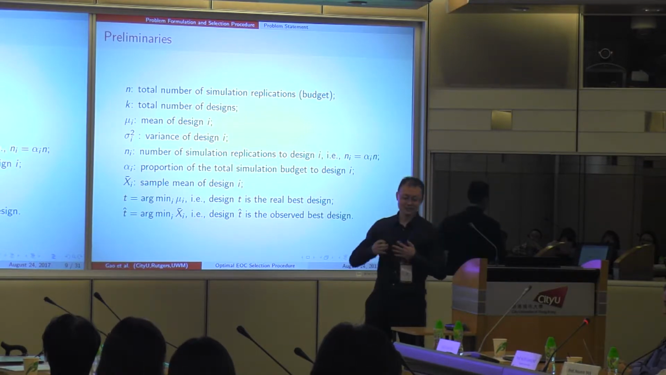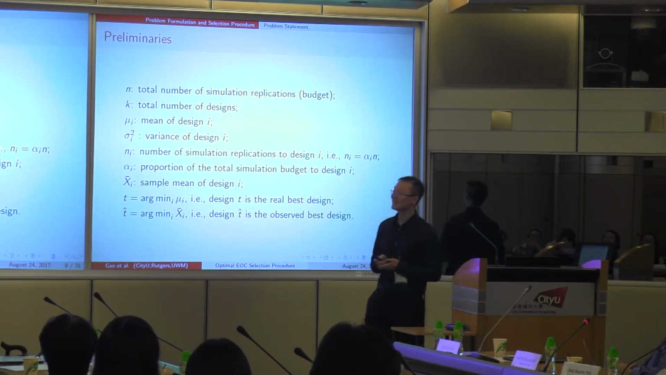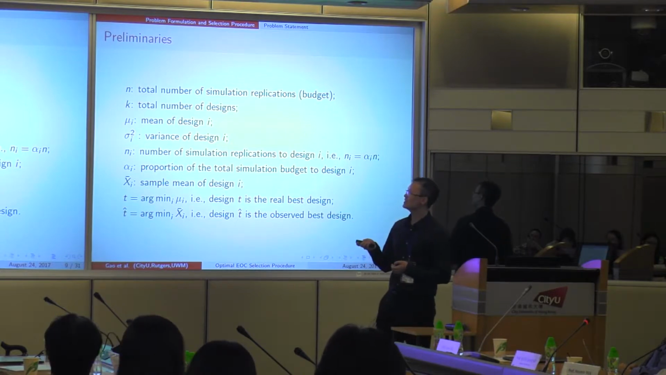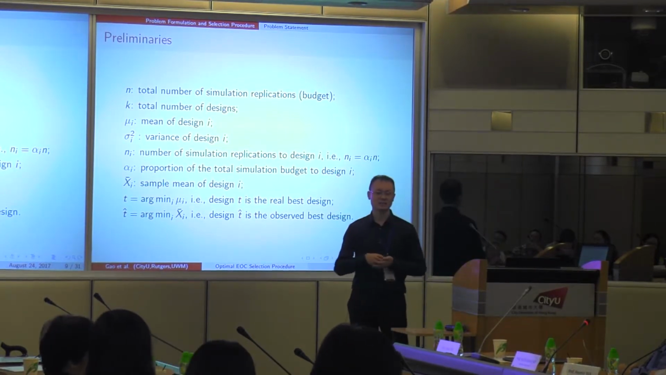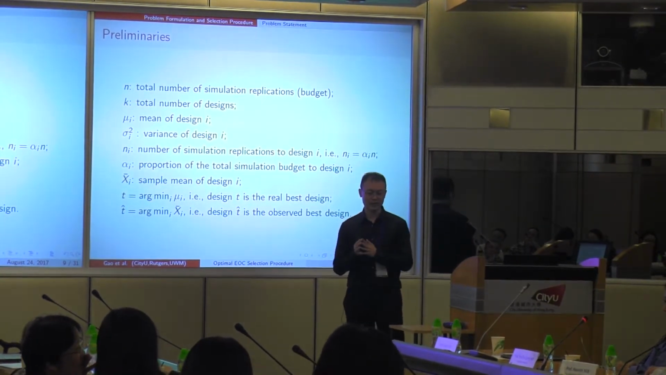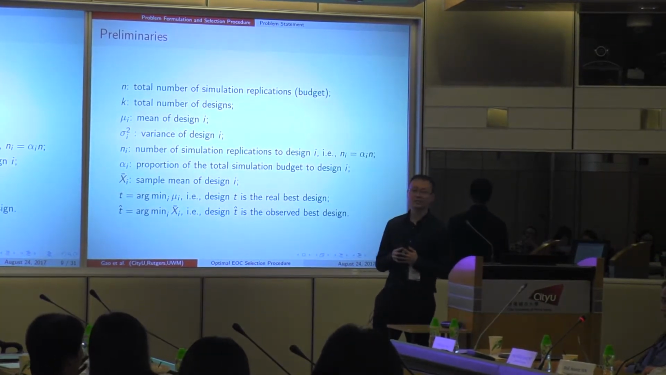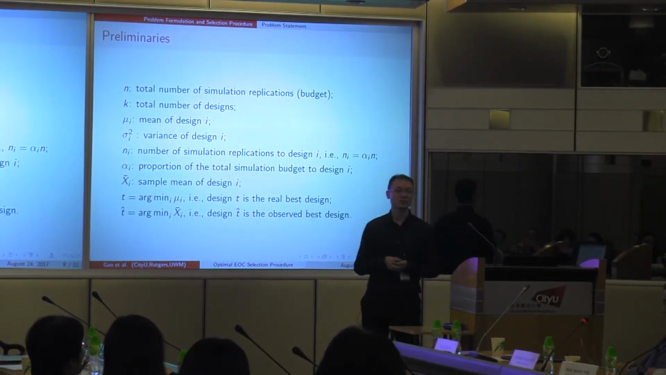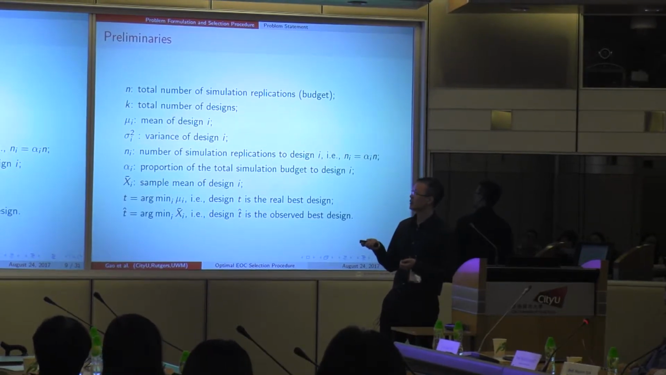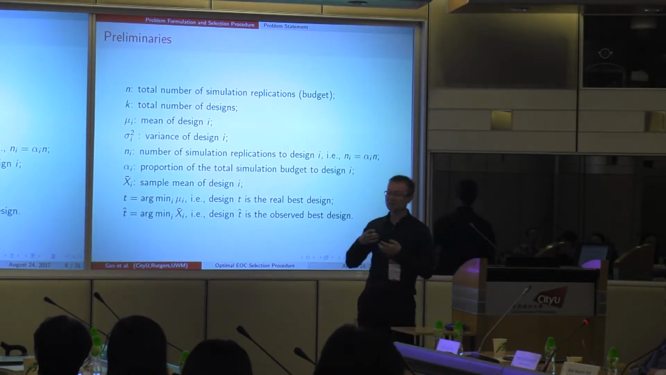I hate to do this, but I will quickly introduce some notation. N is the total number of simulation replications. It's also the simulation budget we are going to allocate to all the designs under consideration. And K is the number of designs we are considering.